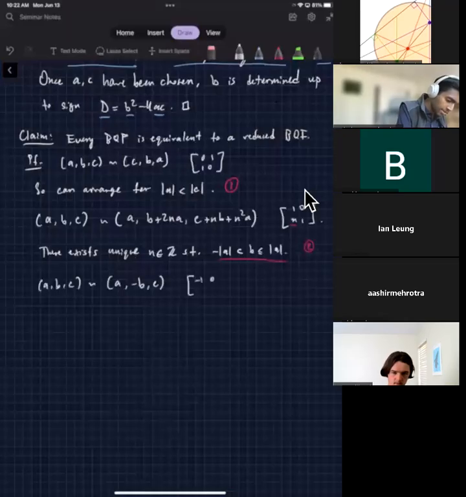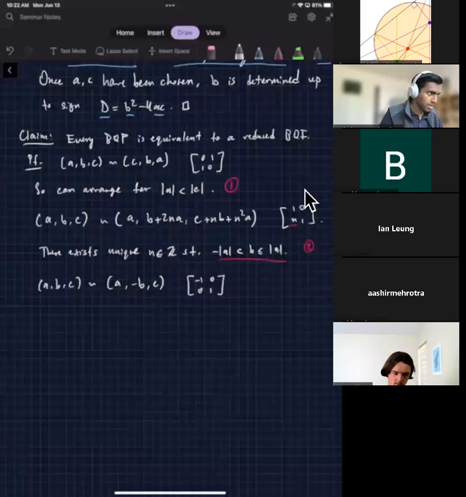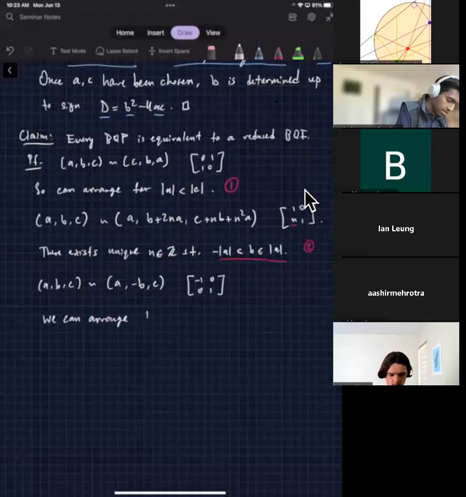Okay, and that equivalence is achieved using the matrix minus 1, 0, 0, 1. And using this equivalence, we can arrange that B is greater than or equal to 0. Okay. So I'll call this move number 3.